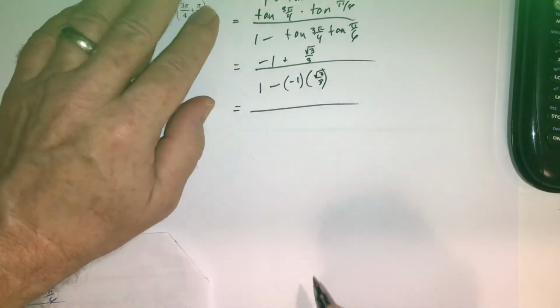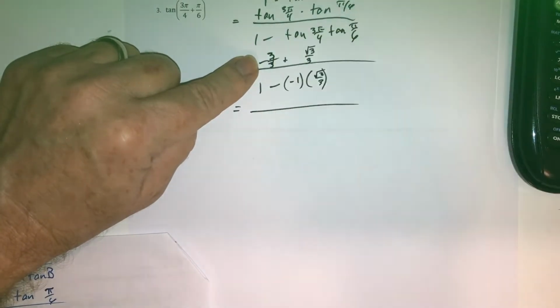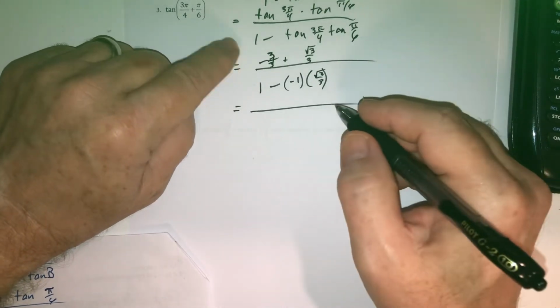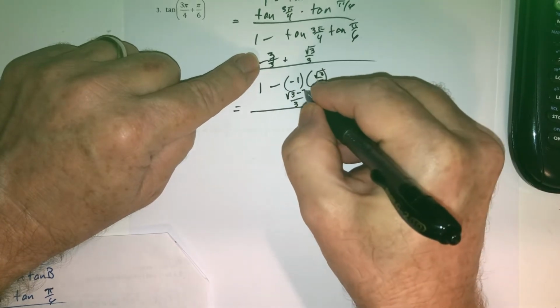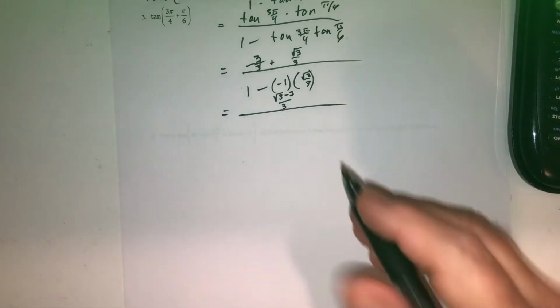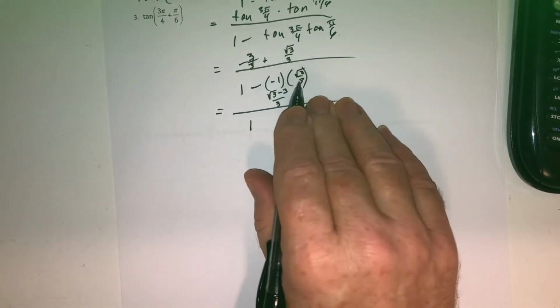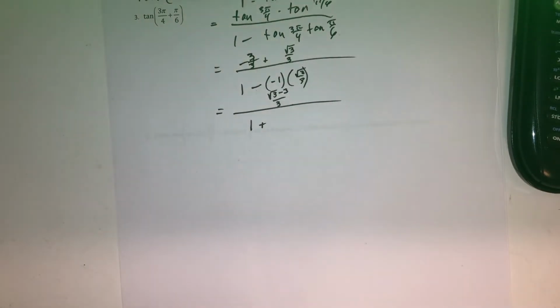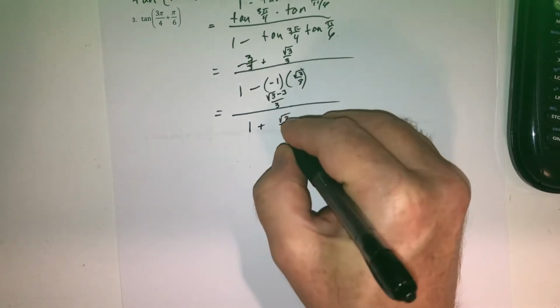All right, so this would be equal to, if I imagine this as being negative 3/3, that's what I like to do. I could write that numerator with a common denominator of 3, and it would be the square root of 3 minus 3 for that numerator. Down below, a negative times a negative is a positive, and a positive times a positive is a positive, so this is going to be plus. And then 1 times the square root of 3 over 3 is simply the square root of 3 over 3.